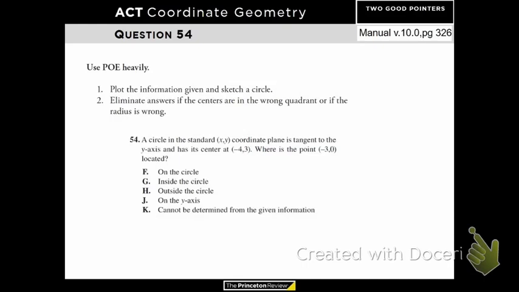It says some pointers for questions about circles. Use process of elimination heavily. Plot the information given and then sketch the circle and then eliminate wrong answers.